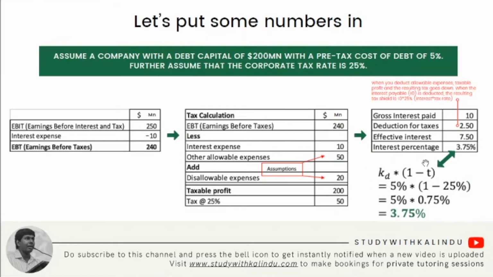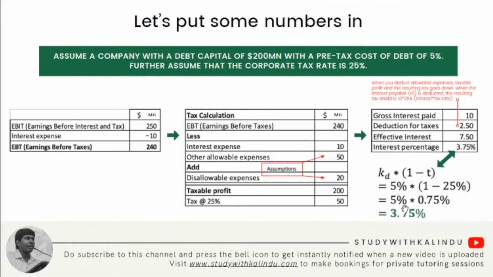You had a cost of debt, KD, of 5%, because you paid an interest of 10 million on a total debt of 200 million. So KD is 5% into (1 minus T), 1 minus the tax rate. So 5% into 0.75, you get 3.75%. So you don't just take the cost of debt as is into the weighted average cost of capital calculation. You take the cost of debt into 1 minus your tax rate.